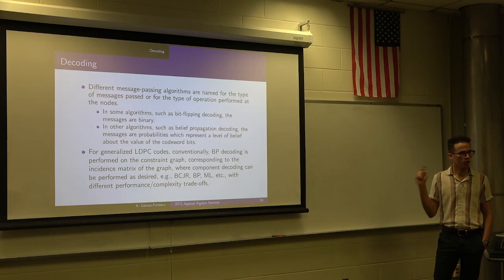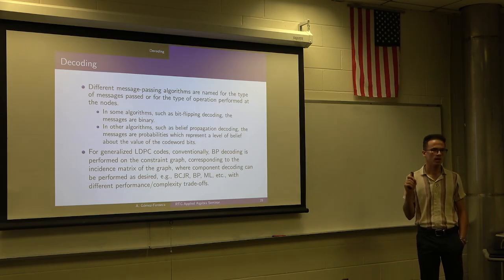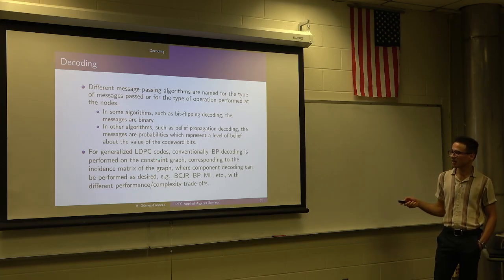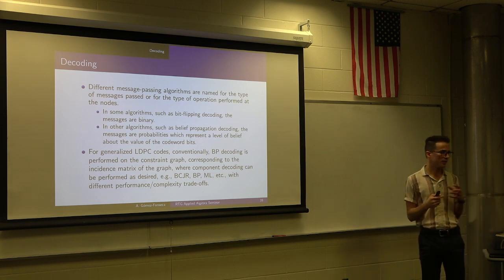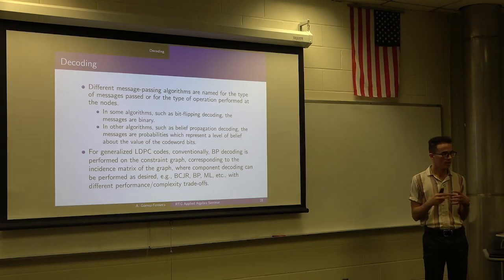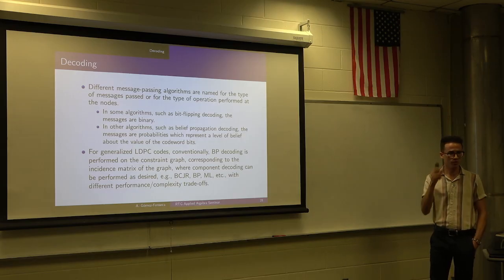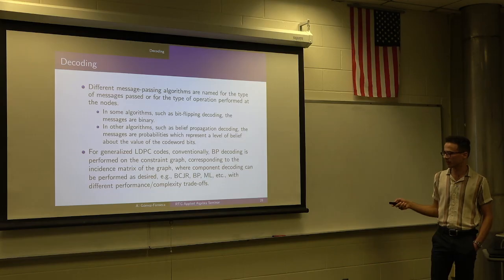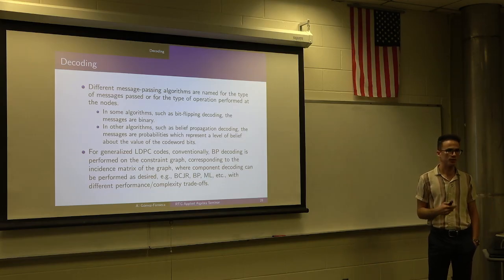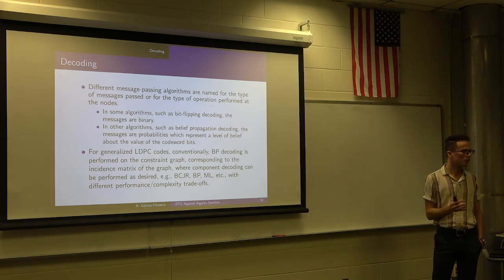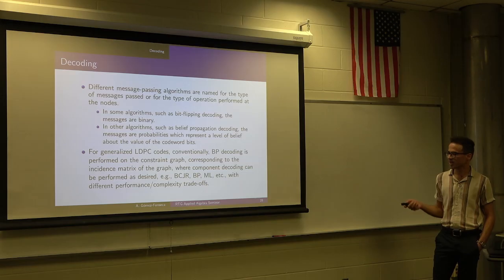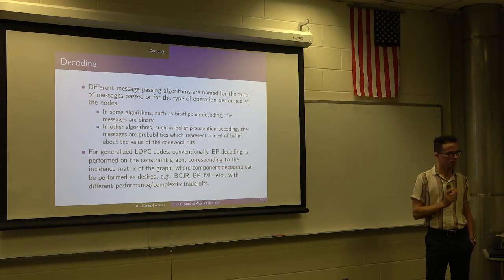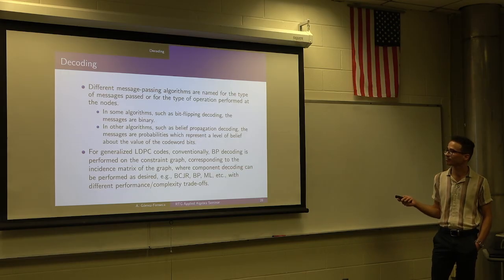Now, I'm not going to go into details about the decoding strategies, but I wanted to mention how the decoding works. In the case of a generalized LDPC code, we can do belief propagation in the constraint graph. But for the constraint nodes, you use another type of decoding, for example maximum likelihood or belief propagation. You can choose your favorite decoding algorithm, and that's going to give you some trade-offs between performance and complexity. You can play with those two conditions.